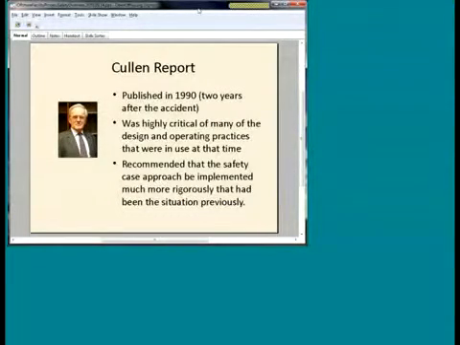The Cullen report was extremely important, highly critical of many design and operating practices, and it strongly urged the offshore industry to really work on its safety cases. Even though safety cases had been in use before then, you can almost regard the Cullen report as being the real start of the safety case regime offshore.